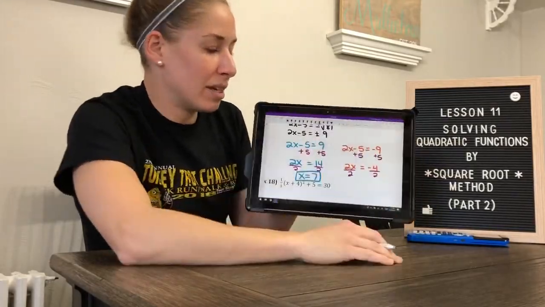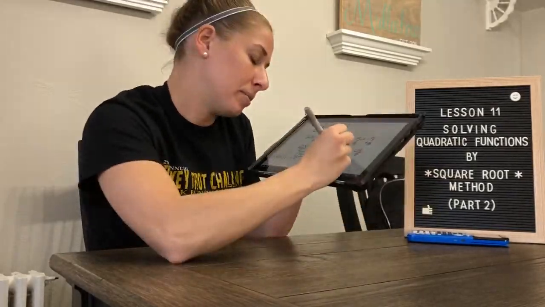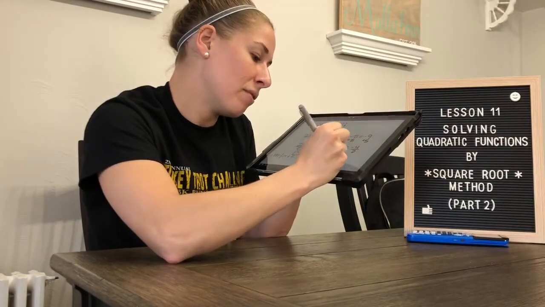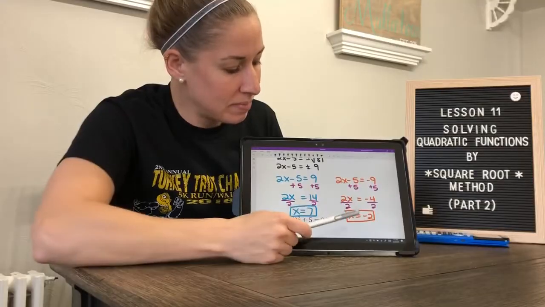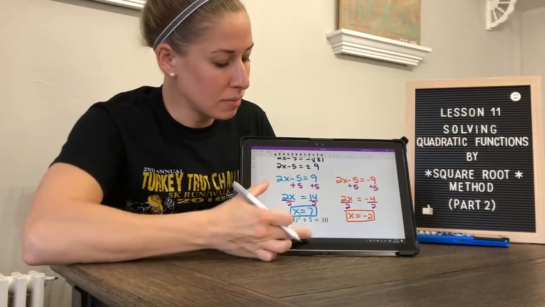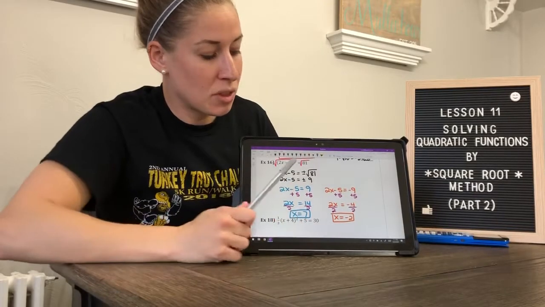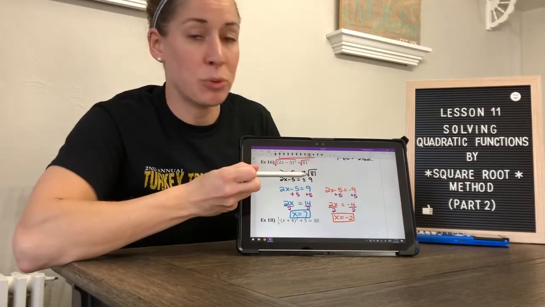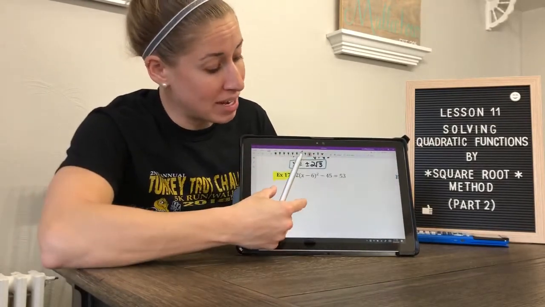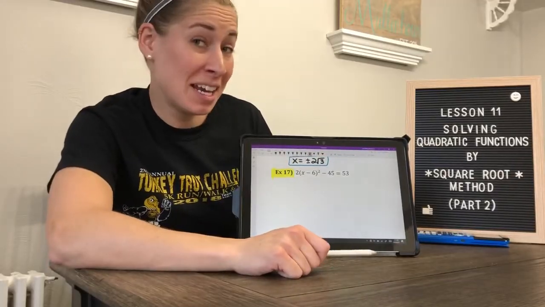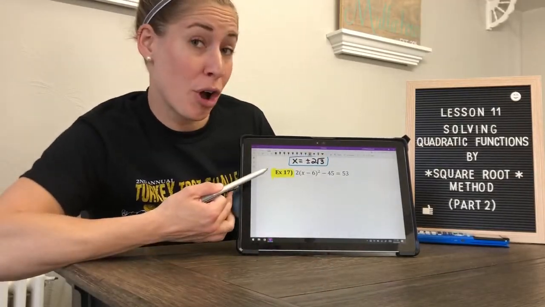And so x equals negative 2. And so therefore, these are your two answers for your quadratic function, 7 and negative 2. Okay? So that's an example where you're taking the square root of a perfect square, which, hint, hint, you might encounter again in example 17, the one that you need to do on your own.